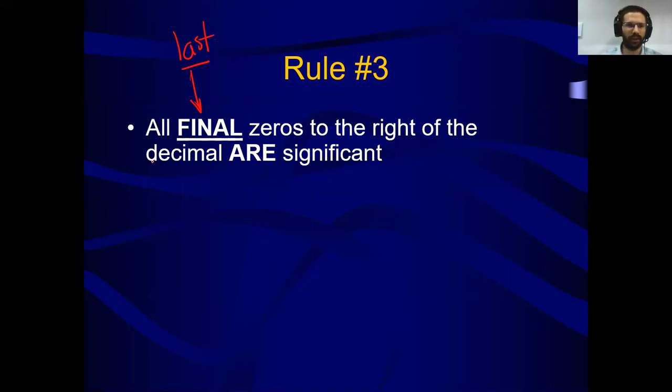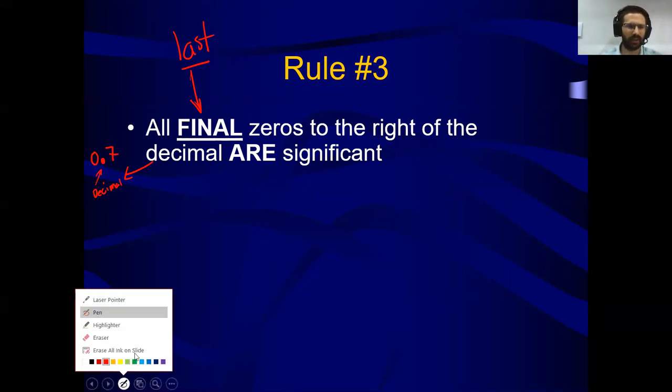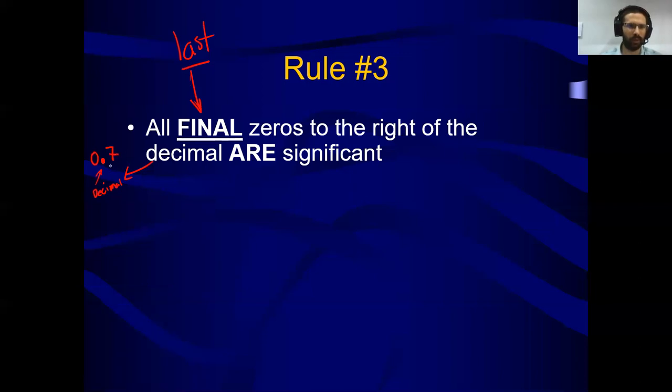So a decimal in math is something like this. This little dot, that's a decimal, right? So anything to the right of that decimal, everything to the right, here underlined in purple, would be to the right. So anything that's to the right of that decimal is significant, especially the zeros that come last.